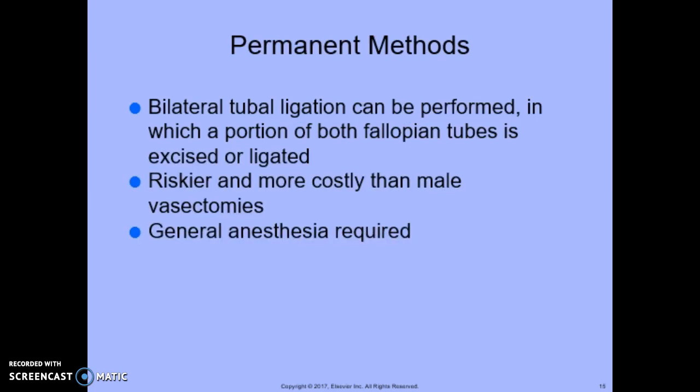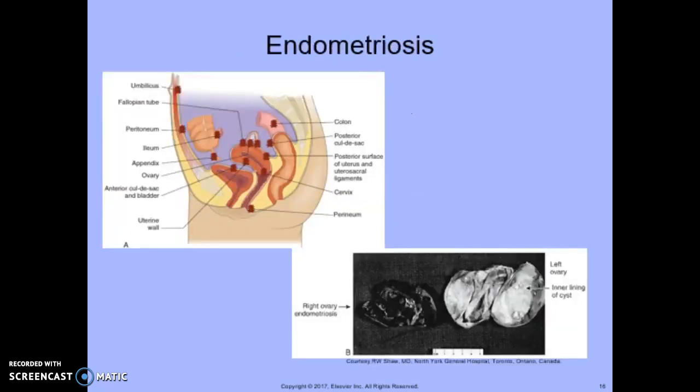Some permanent methods: bilateral tubal ligation. This can be performed, in which a portion of both the fallopian tubes is excised or ligated. This is riskier and more costly than the male vasectomies. In general, anesthesia is required. Also, hysterectomies are another form of permanent methods.